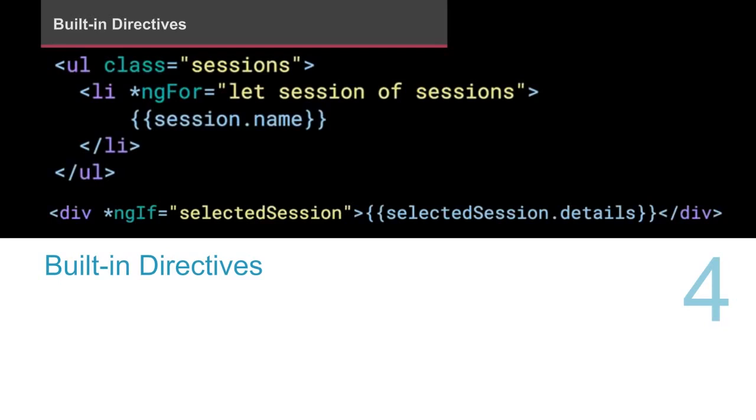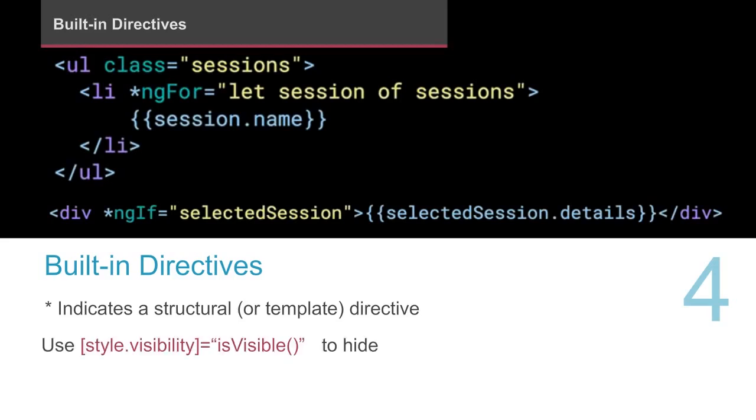So when you see that star, that indicates that it's a structural or a template directive. Why? Because it's actually templatizing. It's taking like a rubber stamp around the LIs. And it's saying, I'm going to basically use that as a template to keep stamping inside of the ULs. But why the star? It's basically sugar syntax, so we don't have to write more HTML. Under the covers, it's taking care of this for us. We can also do things like style visibility and set it to a property to hide things.